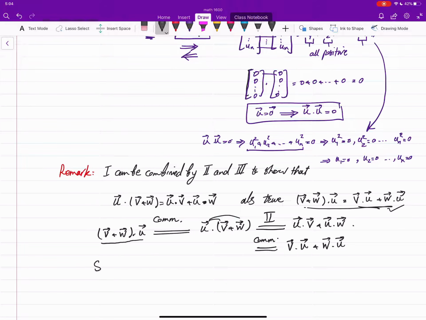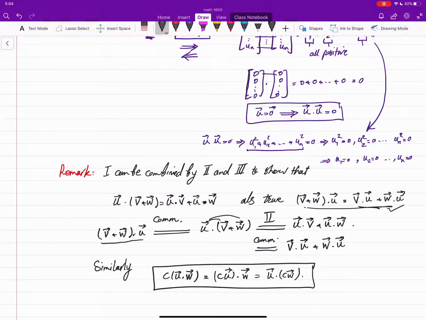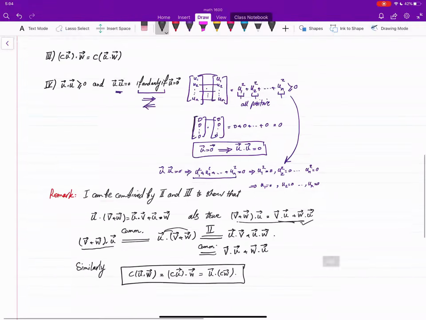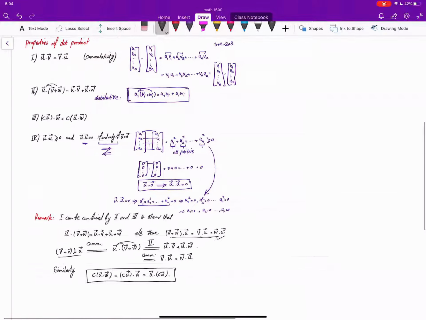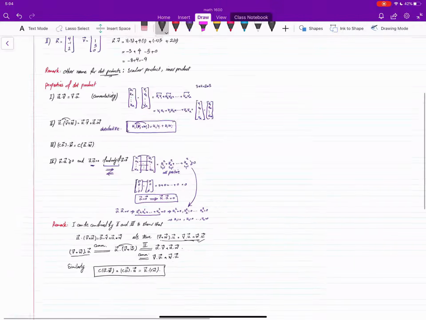And similarly, you can show that c times the dot product of u and w, the scalar product of c and u dot w, is not only cu dot w, but also it is u dot cw. Try to prove this one yourself. You have all the tools you need, and you need to somehow combine 2 and 3 to prove this one. Okay.